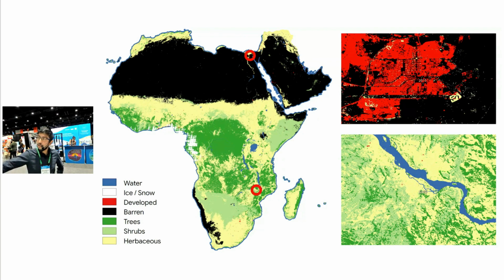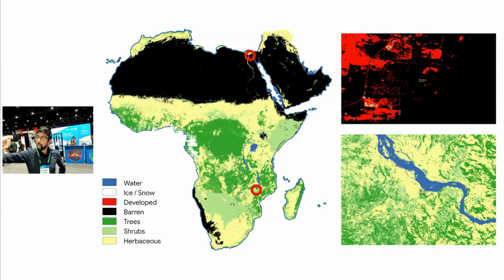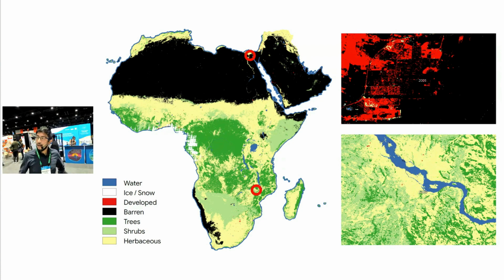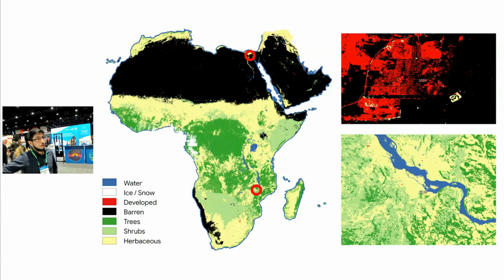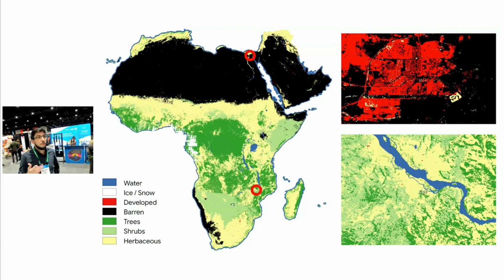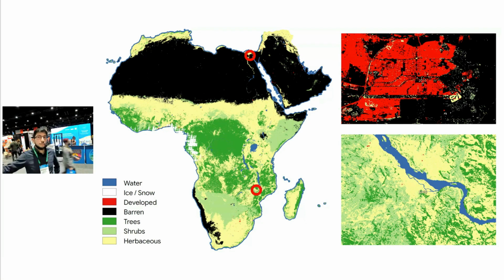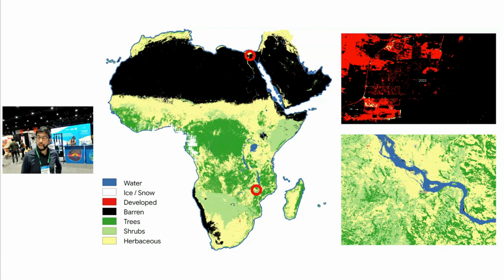At the bottom, you see the Zambezi River, and you see a little bit of the meandering of the river, and a little bit of alternation between shrubs and trees, which we really don't want. They should be more stable, and so this is one of the challenges that we're trying to address right now.